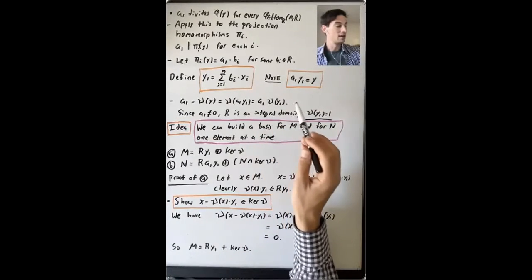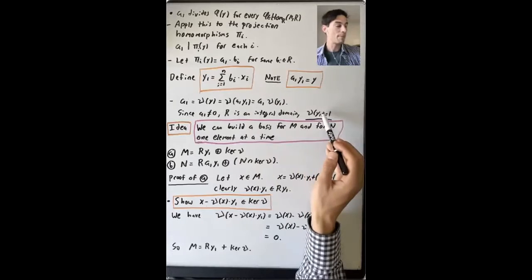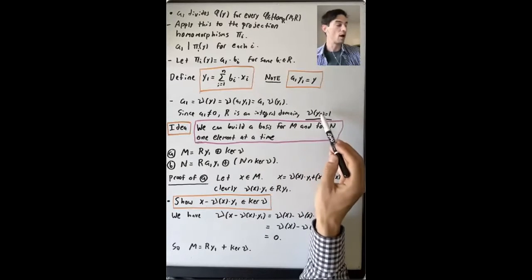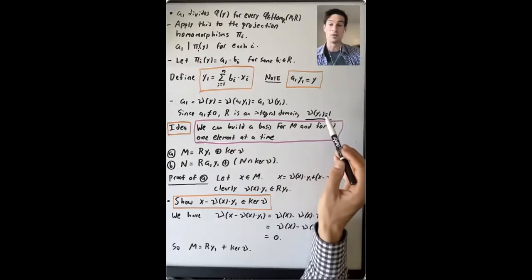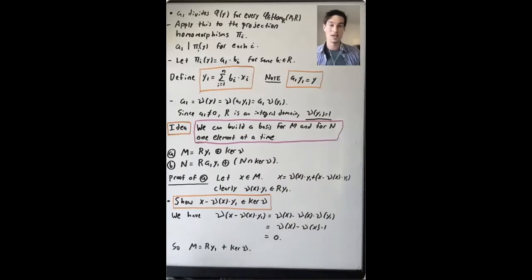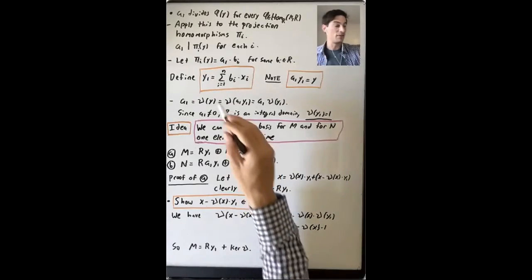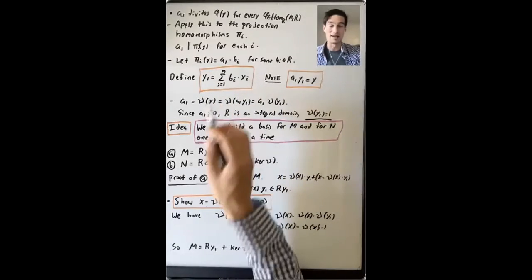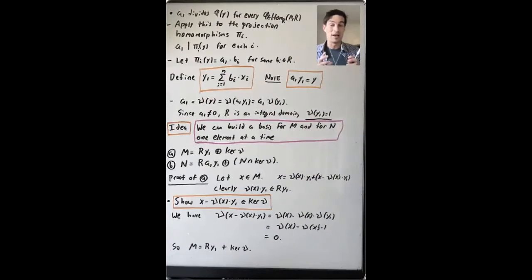So the only way for this to happen is for nu of y1 to be equal to 1, the identity of R. Okay, so now we're ready to describe a big idea behind this argument. I would have wanted to start with this, but I can't make this statement until we've defined this element y1.